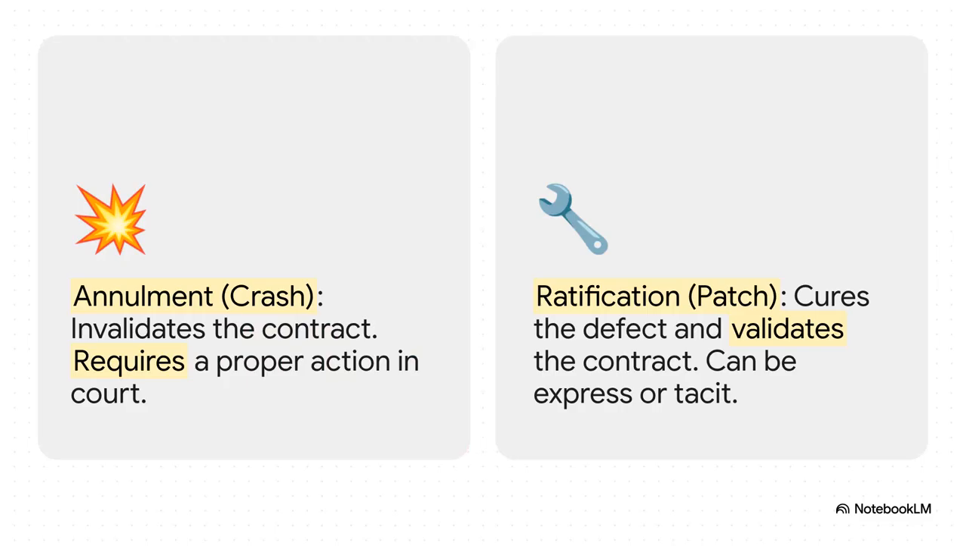So, to put it simply, annulment kills the contract, but it means you have to go to court. Ratification saves the contract, and it can be as simple as just saying so or even just acting like the contract is valid once the problem is gone, like continuing to make payments.